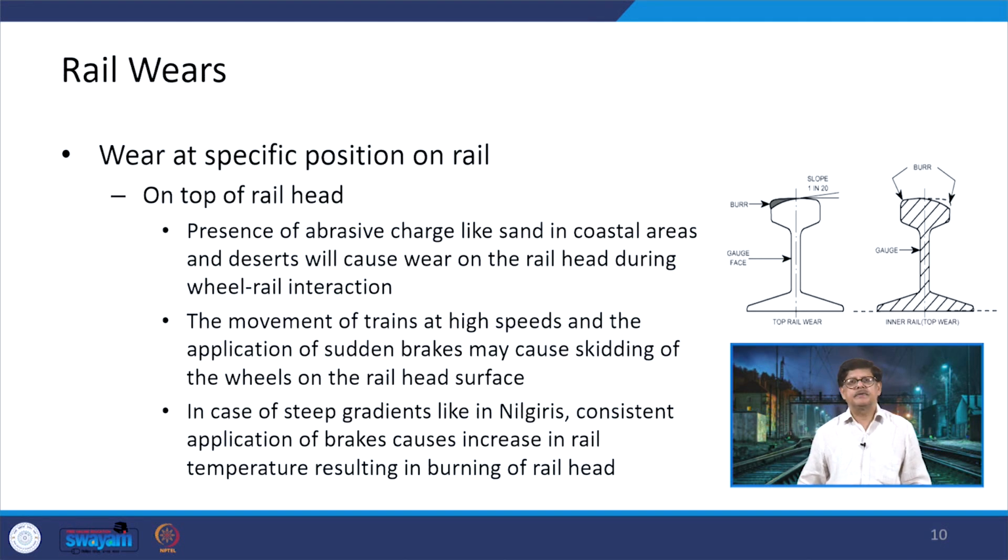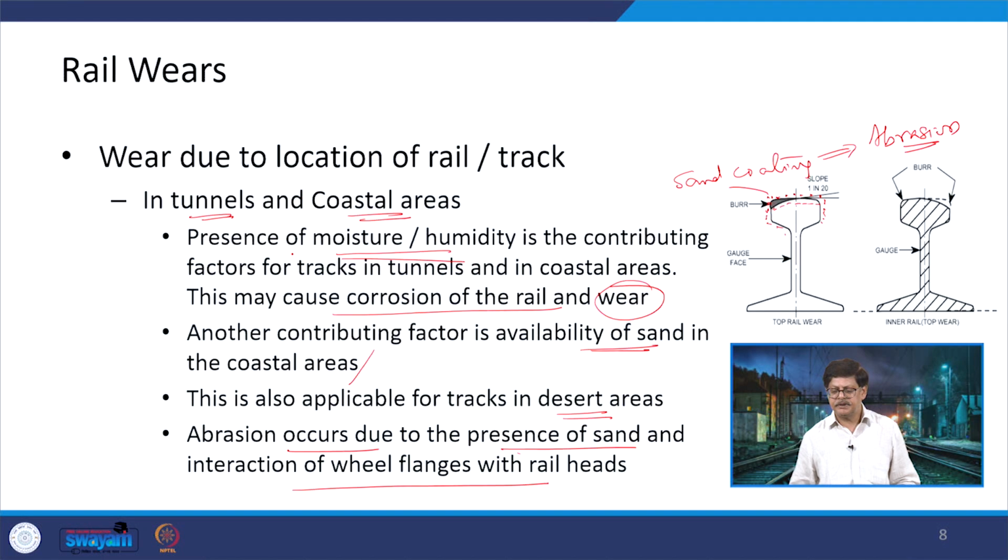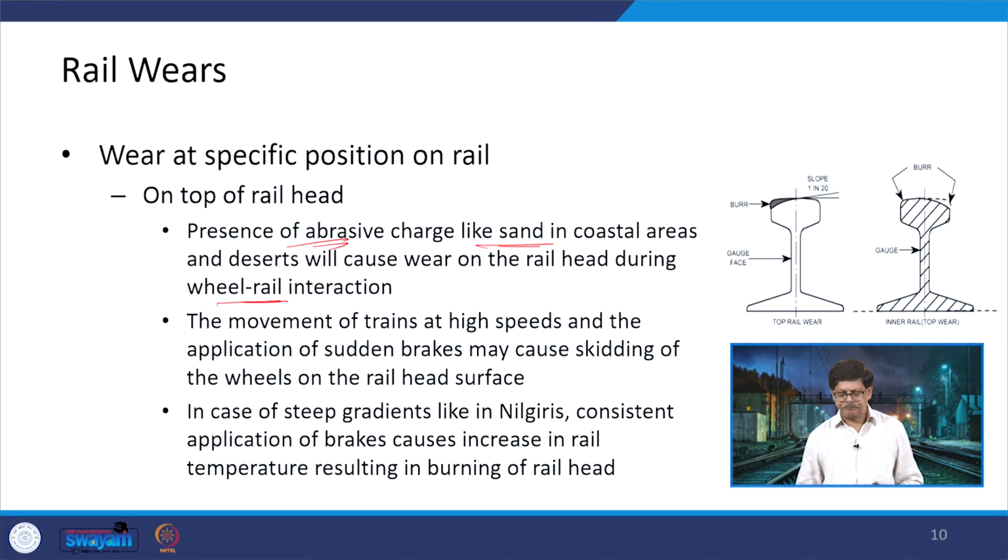Then the presence of abrasive charge like sand in coastal areas or deserts will also cause wear on the rail head during the rail-wheel interaction. We discussed this previously. Here we talked about a sand coating, and due to the sand coating there is going to be an abrasive condition, because the wheel which is moving at the top of the rail head will have sand particles in between. As soon as those sand particles are pressed, they will create an abrasive action on the rail head.